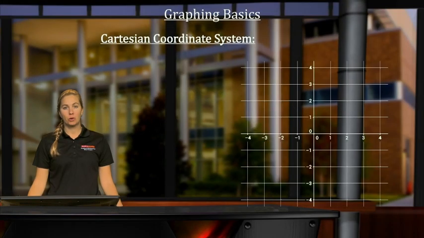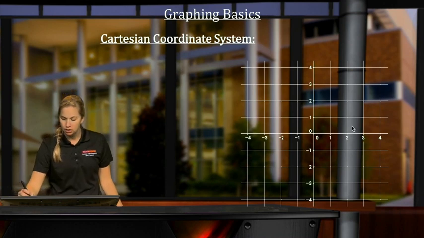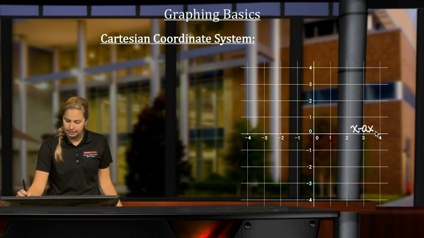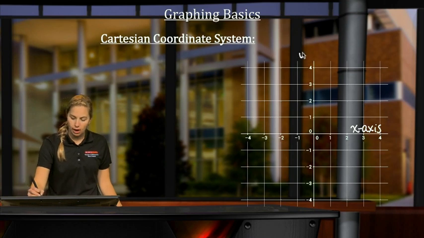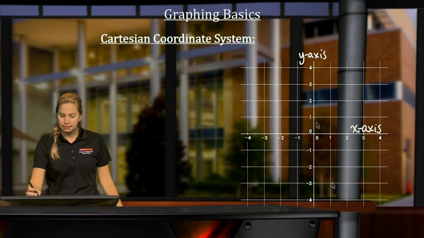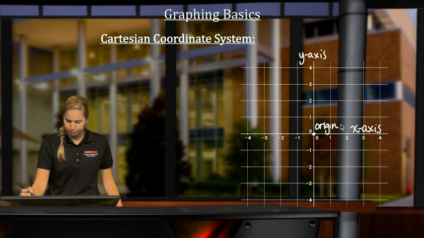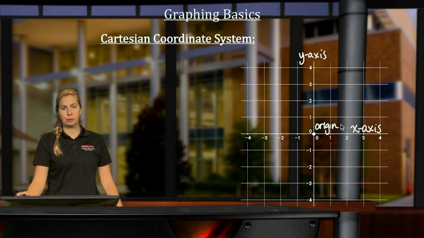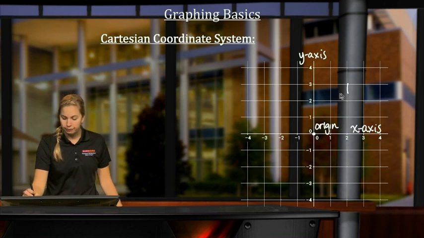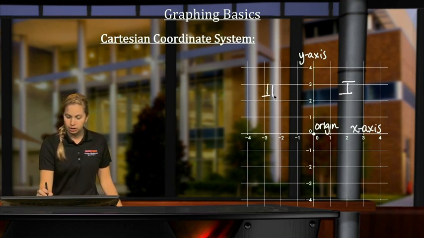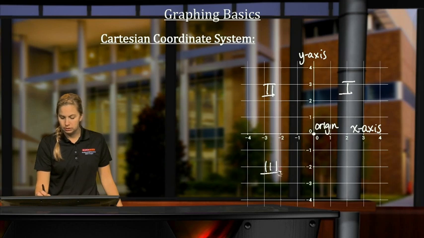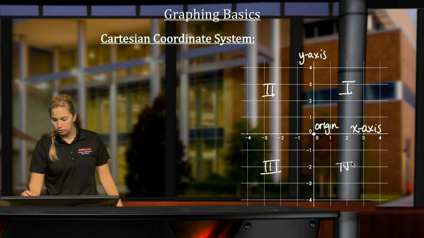First, let's review the Cartesian coordinate system. We have a horizontal axis and a vertical axis. The horizontal axis is the x-axis, and the vertical axis is our y-axis. These two axes intersect at the point 0, 0, and it's named the origin. And these two axes form four quadrants: our first quadrant, second quadrant, third quadrant, and fourth quadrant.